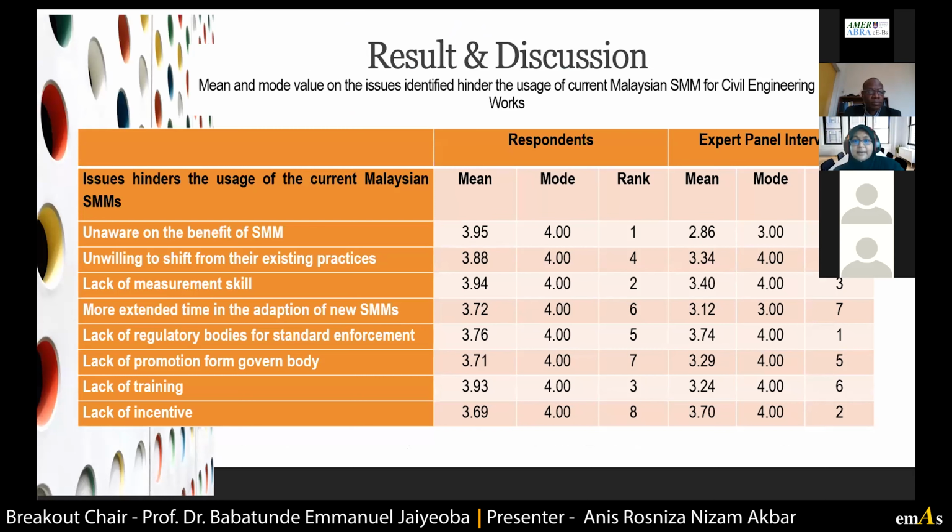This is the mean and mode value of the issues identified that hinder the usage of the current Malaysian standard methods of measurement, based on respondent ratings and expert ratings. There are different mean values, ranging approximately from 3.24 to 3.59. But for unaware of the benefit of SMM, the expert panel do not agree that it is the highest ranking issue hindering usage, because to them lack of regulatory bodies for standard enforcement is the most critical issue that we have to cater.